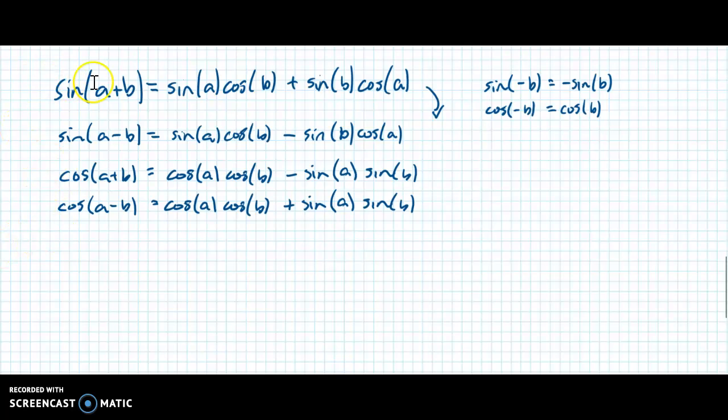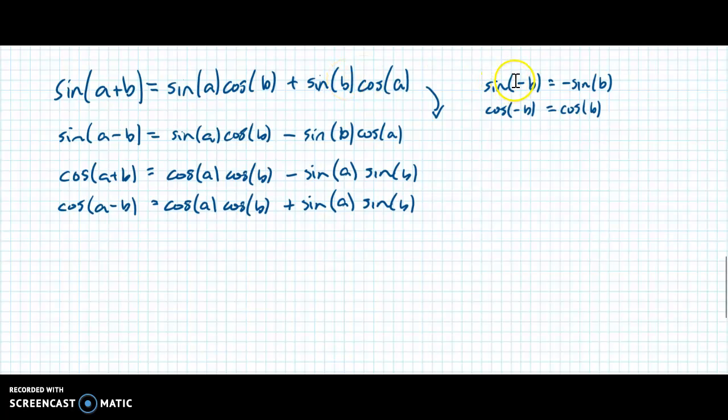Okay, after we get the sine angle addition formula, which is this one right here, this one follows very, very quickly. If I just change this to a minus b, right, change the plus to a minus, then that becomes negative right there, and that becomes negative right there. And there are two properties about sine and cosine.